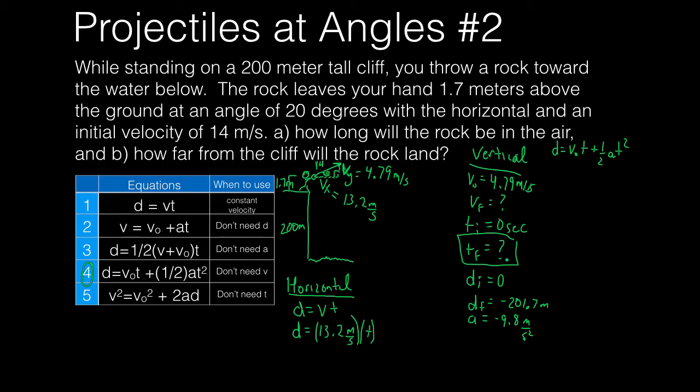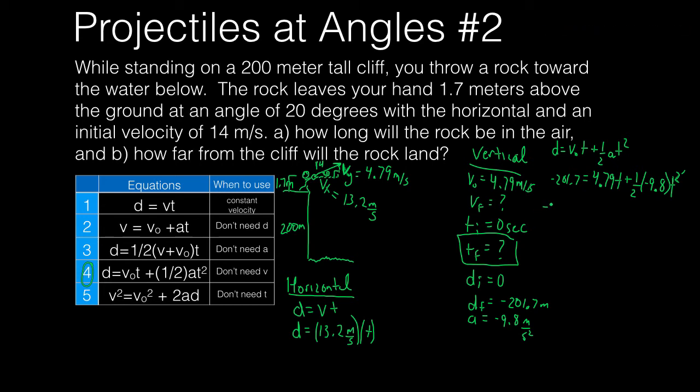Okay, and if we plug in everything that we know, the displacement final was a negative 201.7 meters, and that's going to be equal to the velocity initial, which was 4.79, times time, which we don't know, plus 1/2 a, which is a negative 9.8, times t squared, and we don't know time.